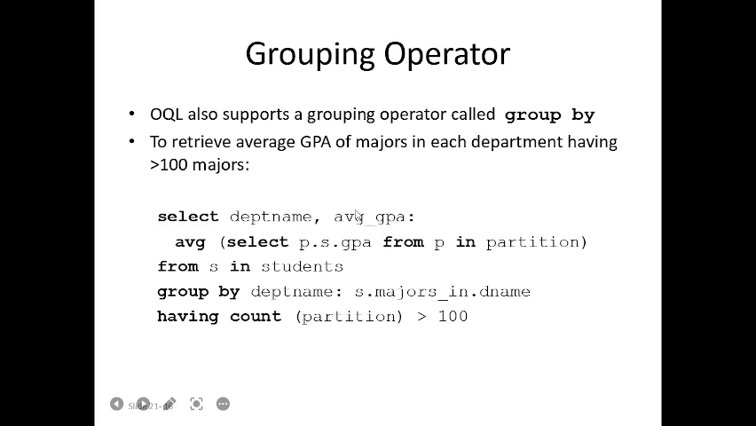So this will also return the average GPA of the students. It will return the average GPA of majors in each department having more than 100 majors. If a department has more than 100 students, then this average GPA will be computed.